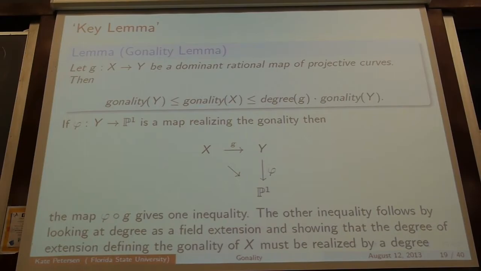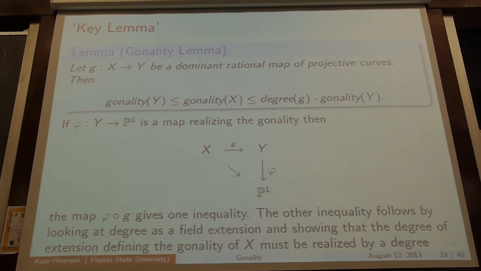All right, so before I tell you exactly what the theorem is, I just want to give you one more fact about gonality, which seems too good to be true. It turns out that if you have a map G, finite degree, dominant, which just means that the image is Zariski dense in Y, between two curves X and Y, then the gonality of those has to be similar up to a factor of just the degree of G.